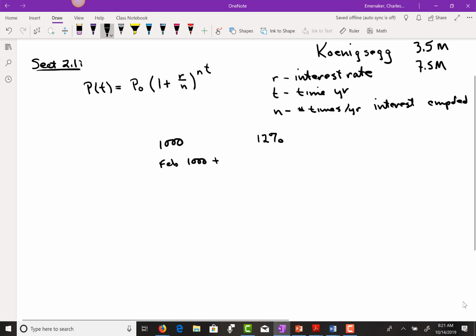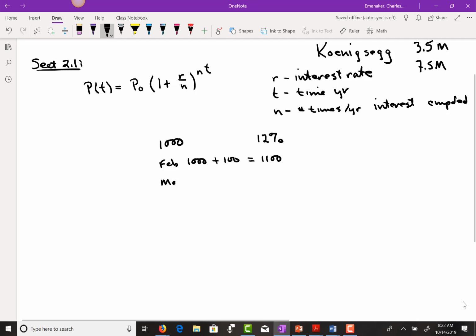Why are we dividing by 12? Because there are 12 months in a year, and it's only been there 1 month. Okay? And what this is going to work out to be is $100 in interest. So at the end of February, Kyle now has $1,100 in his account.